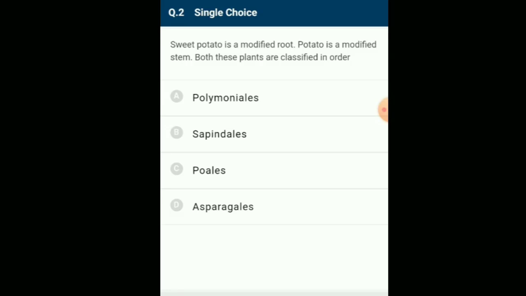Generally, order and other higher taxonomic categories are identified based on the aggregates of characters. Order is an assemblage of families that exhibit a few similar characters. The similar characters are less in number as compared to different genera included in the family. Plant families like Convolvulaceae and Solanaceae are included in order Polemoniales mainly based on their floral characters. So the answer for this question is option A, Polemoniales.